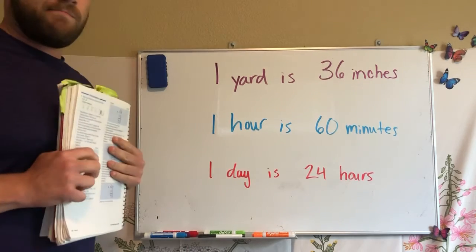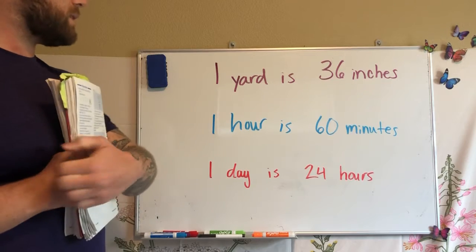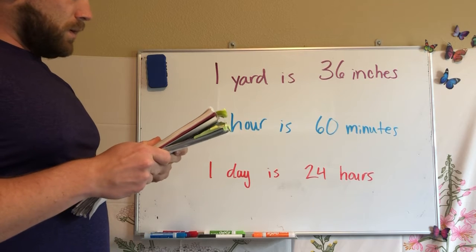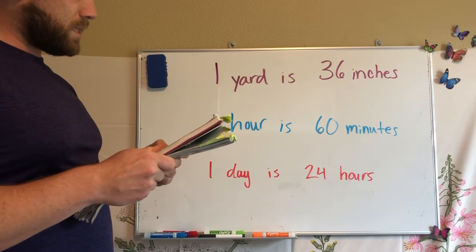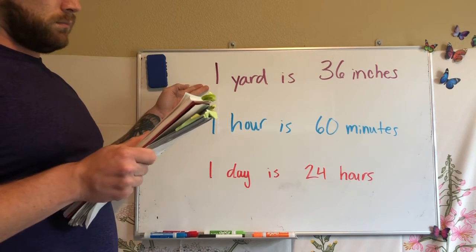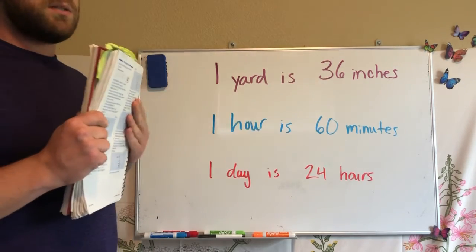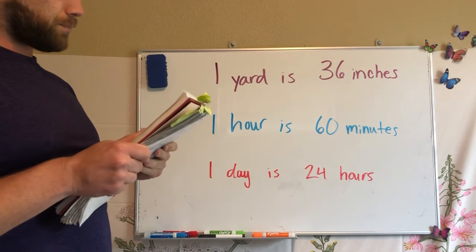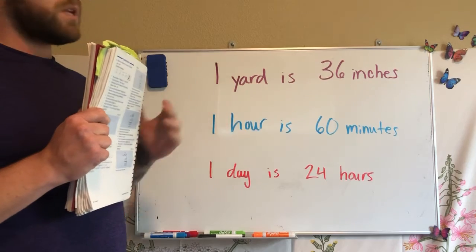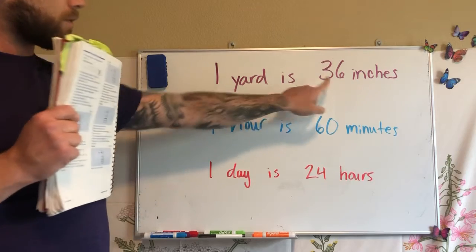Please repeat this again. 1 yard is 36 inches, 1 hour is 60 minutes, and 1 day is 24 hours. So, what's the number for yards? 1. Are there more yards or inches? There's more inches. So, how many times more inches are there than yards? 36 times more. There's 1 here, 36 over here.